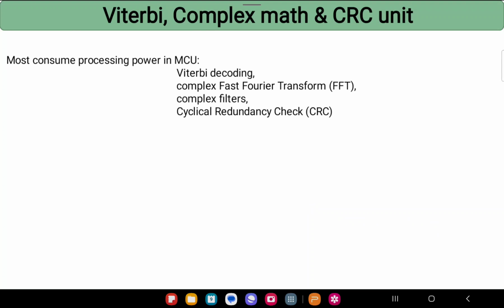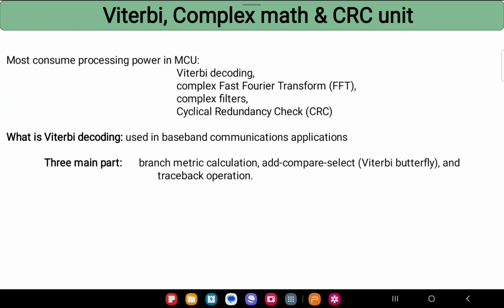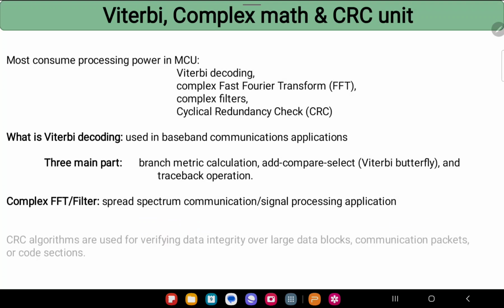Most of the processing power in the microcontrollers goes to Viterbi decoding, FFT, complex filters and cyclic redundancy check. So what is Viterbi decoding? It is used in baseband communications applications, and it has 3 main parts: branch metric calculations, add compare select, and baseband operations. Further, complex FFT and filters are used in spectral communications and signal processing applications.